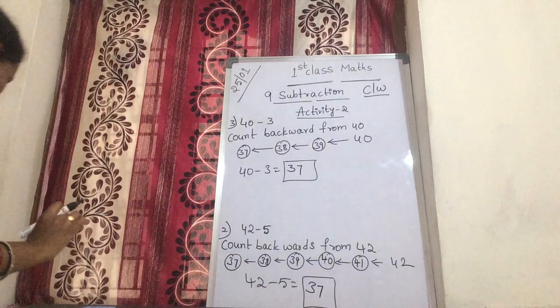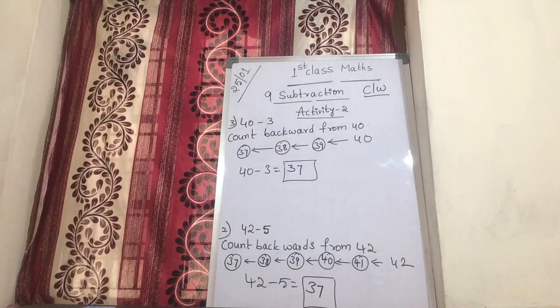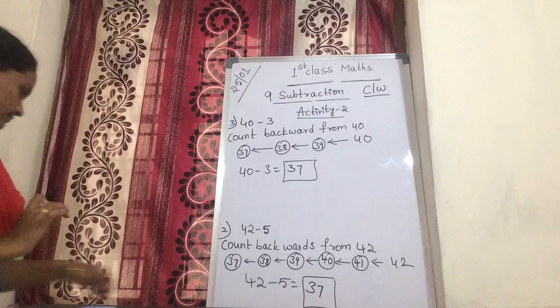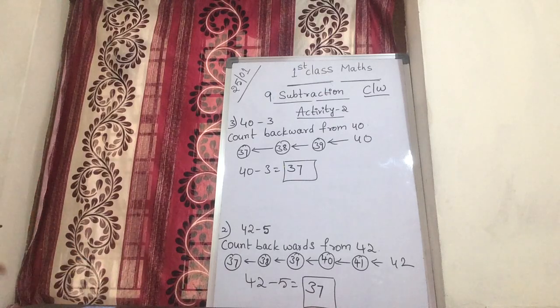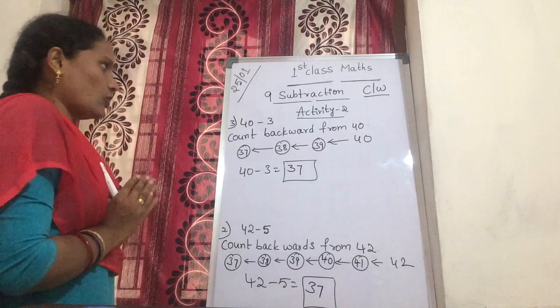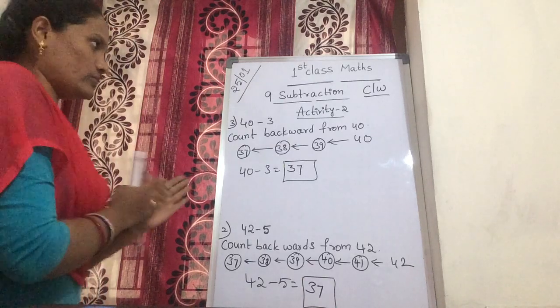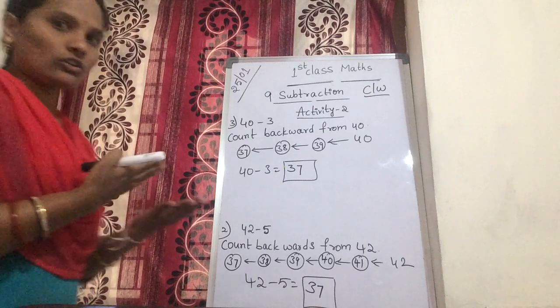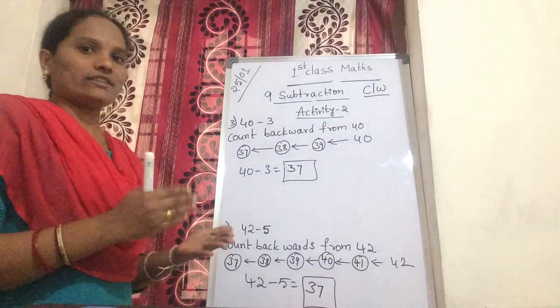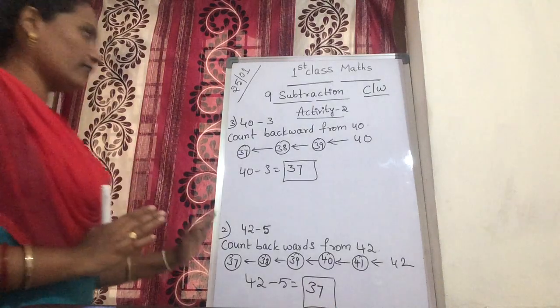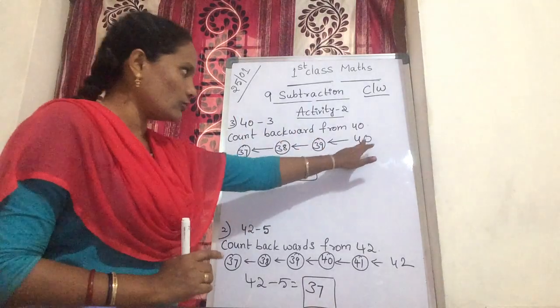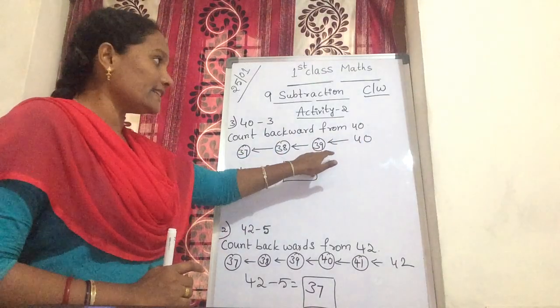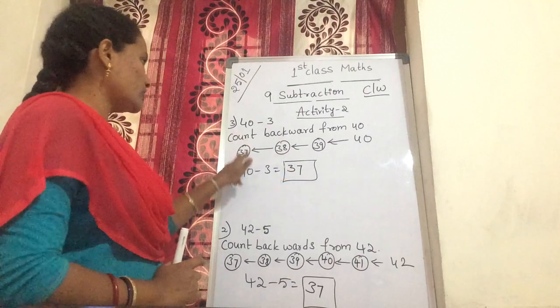Okay. Now this one also you copy. Next I will give homework. This is writing in your class book, Amma. Backward count means you will write before numbers. Forward counting means you will write after numbers. Keep this in your mind. Backward means you will write before numbers like this. 40 before 39, you get 39. Again 39 before 38. Again 38 before 37.